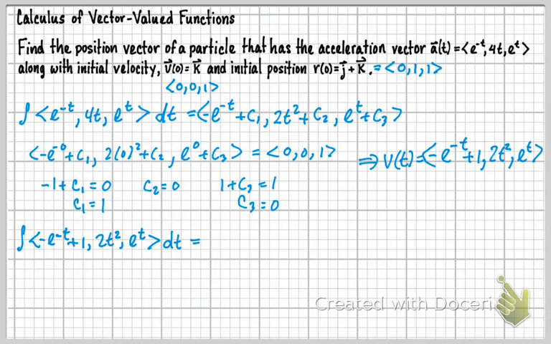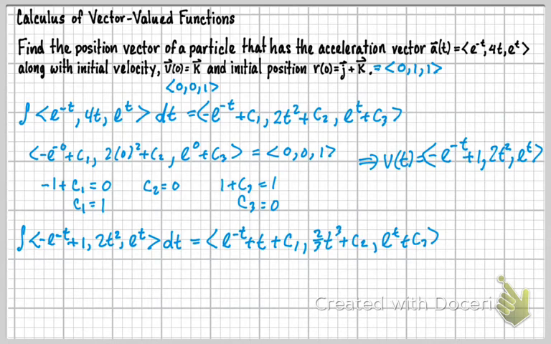So I'm going to take the integral of negative e to the negative t plus 1, 2t squared, and e to the t. So now I'm going to integrate these. The integral of negative e to the negative t plus 1 is going to be e to the negative t plus t plus c1. And for the next one, it's 2/3 t cubed plus c2, comma, e to the t plus c3. Oh, no dt, I integrated.